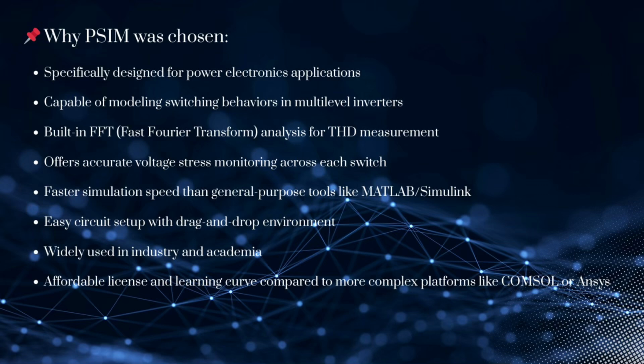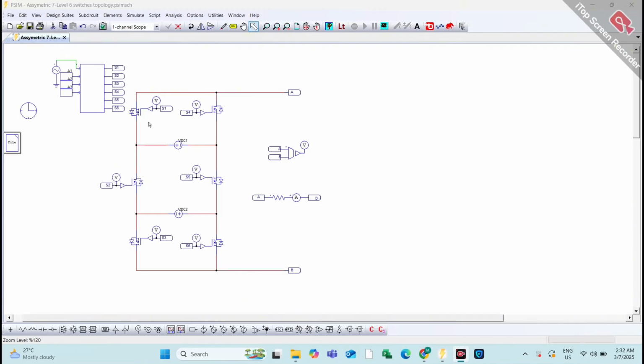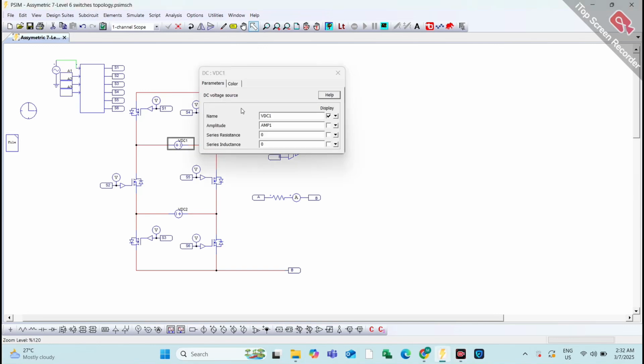One of the key reasons I selected PSIM was its built-in FFT analysis, which helped me to measure total harmonic distortion (THD) and assess the waveform quality of each topology. Okay, now I will demonstrate how the tool was used to simulate and analyze the inverter topologies.